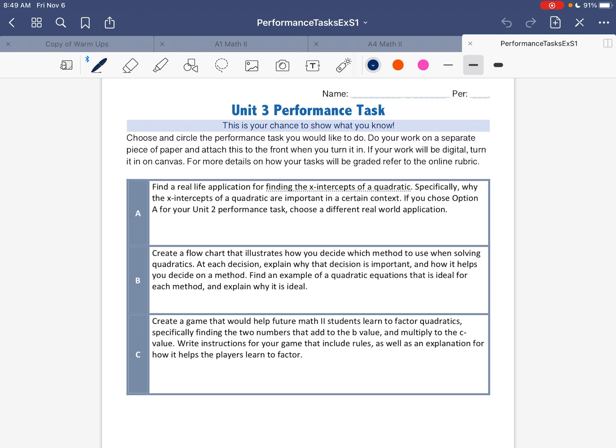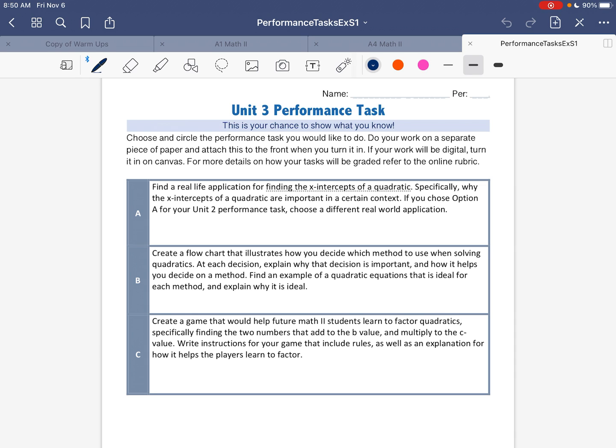that application. Option B is to create a flow chart that illustrates how you decide which method to use when solving quadratics. There is no one right answer to this. A flow chart can be a lot of different things, and so just use some creativity on this one. Like, how do you decide which method to use? And don't just say it's because the directions will tell me.